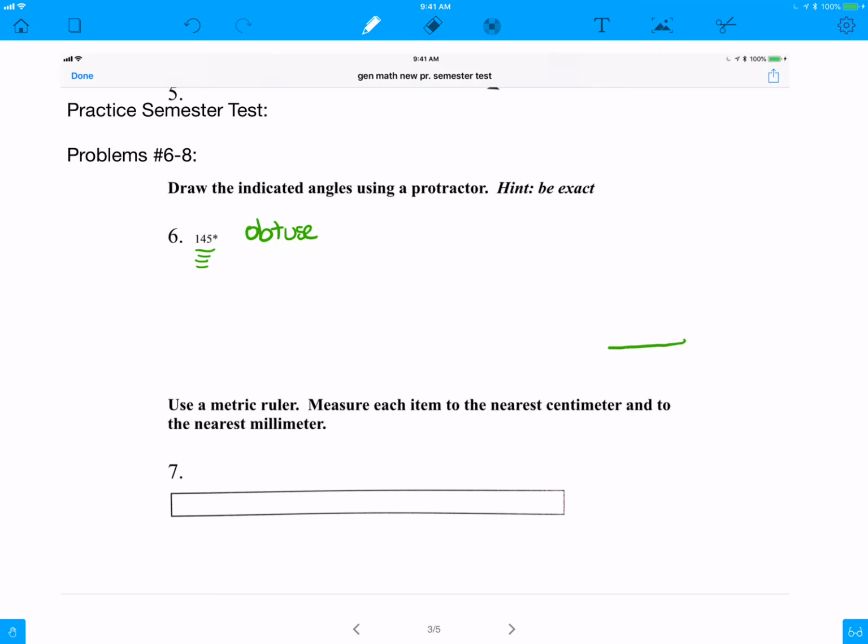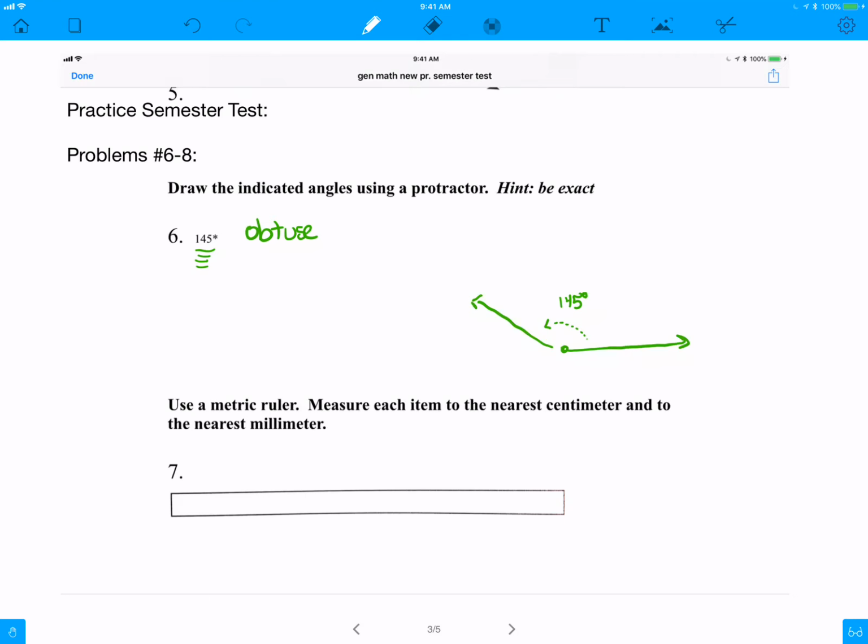So this is my line. I'm going to put a little dot on it. And I'm going to try to draw the angle going this way, opening up to where I think 145 degrees is going to be. It's going to be something like that, right? That's going to be 145 degrees.